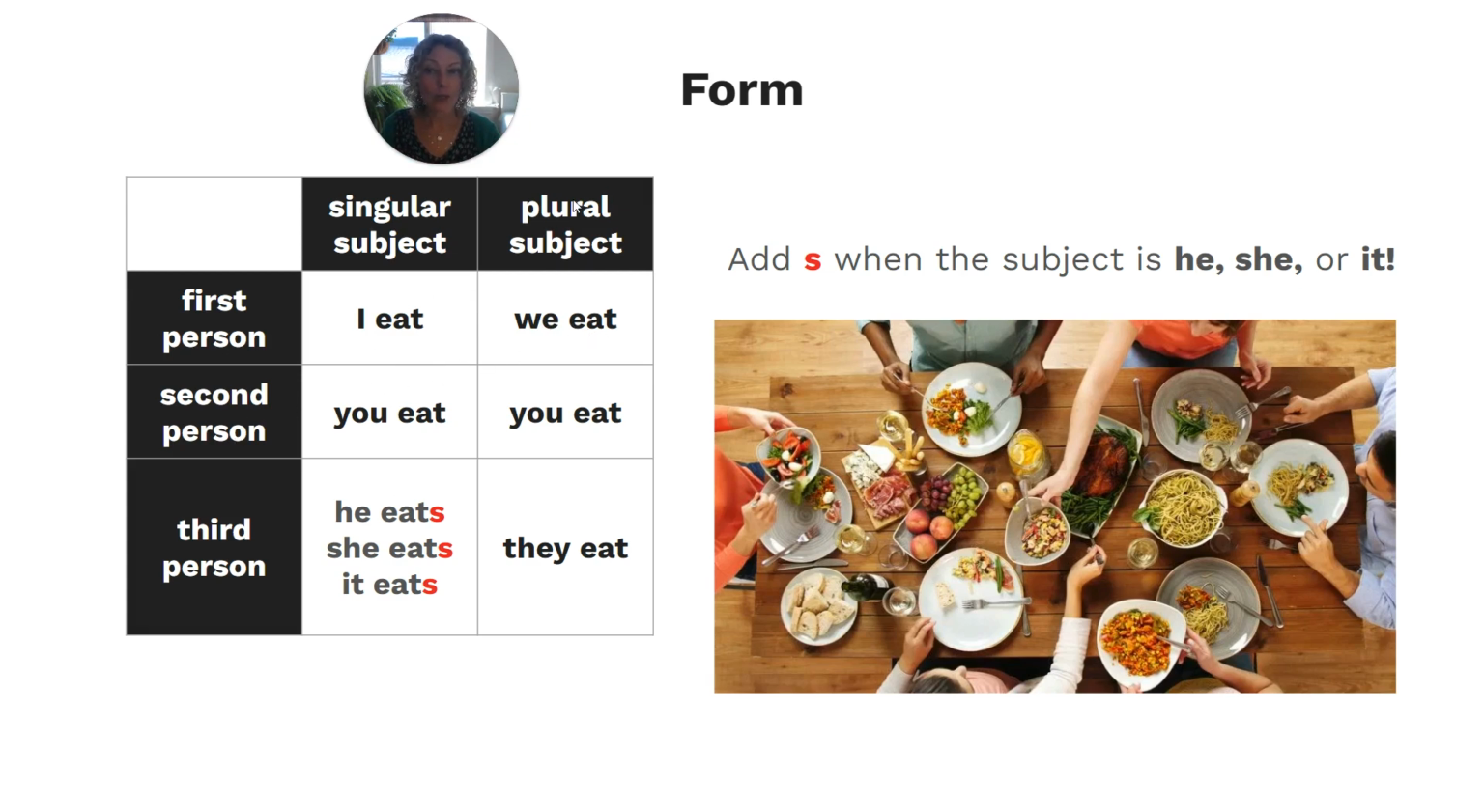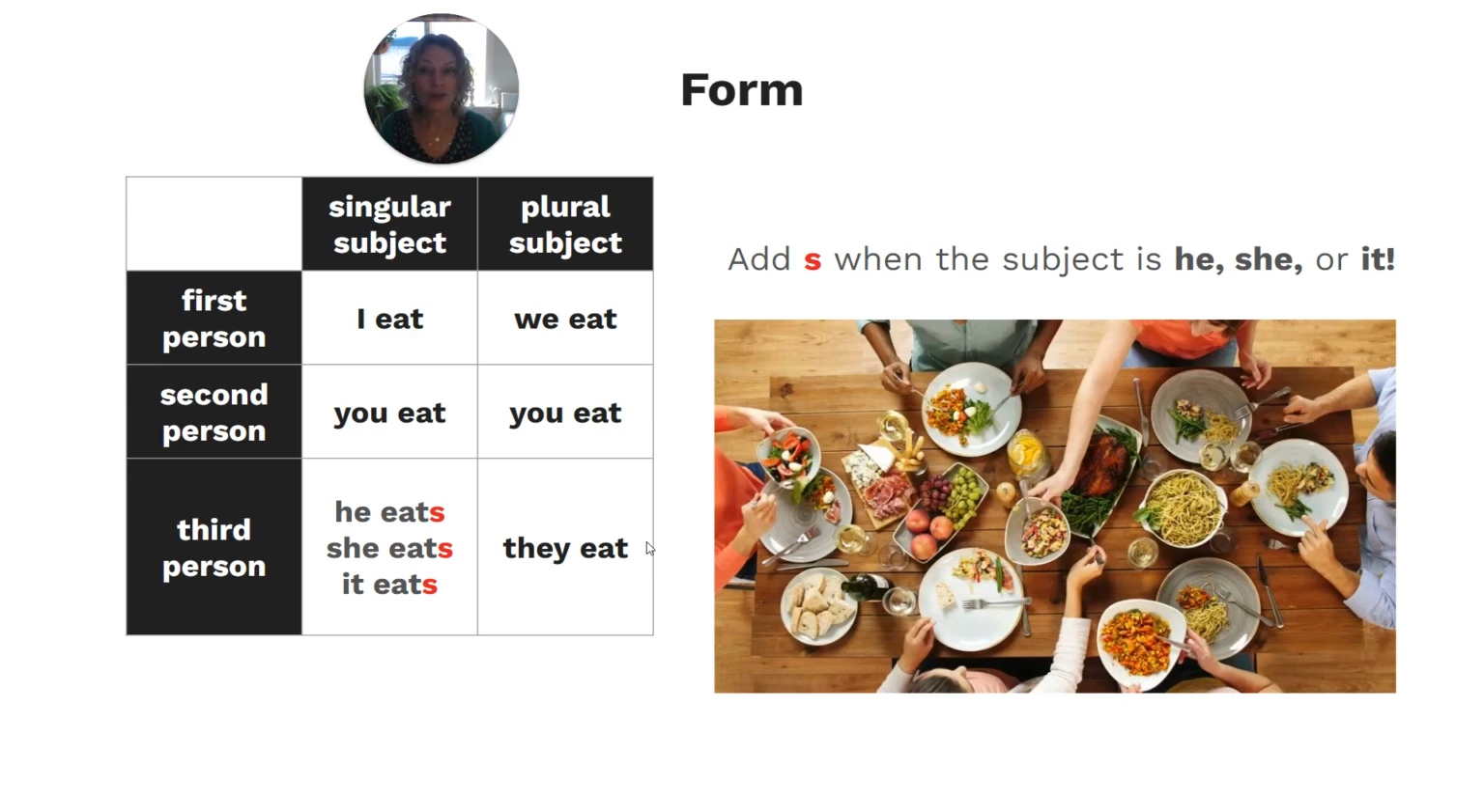Second person plural means you and whoever else you are with. So that's a group, more than one, right? So that would be you eat, again, base form of the verb, and they is a plural subject, and it means all the people not including yourself. So that would be they eat.